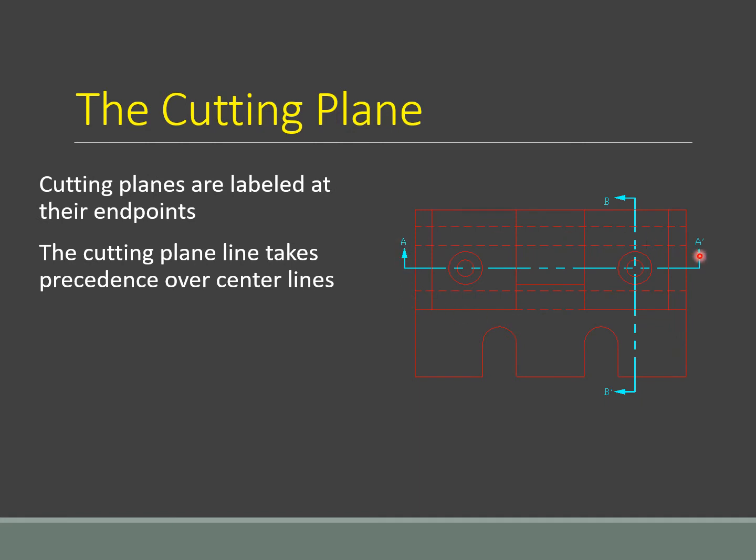They're labeled at the endpoints. It could either be labeled at the arrowheads or on the corners. Now these are mistakenly labeled. They have a little extra apostrophe or something that's not supposed to be there. So here I would say my section AA would be cutting through here and looking in the part. Section BB would be cutting here and looking into the part.